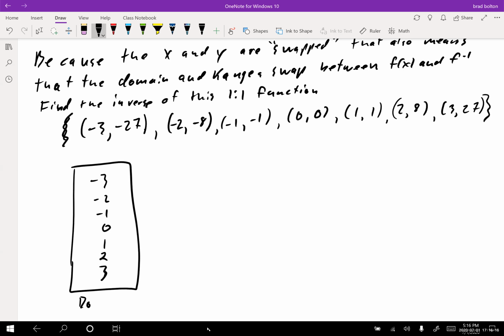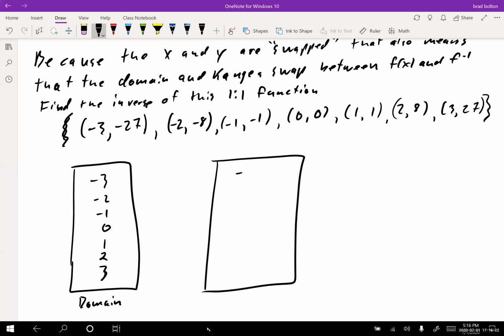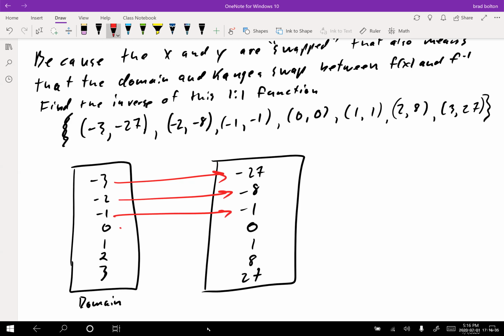So let's say this is our domain, right? That's our x's. And then let's say we have our ranges over here. So we have -27, -8, -1, 0, 1, 8, 27. And then we map. This maps to this, this maps to this, this maps to this, and so on, okay? So again, it's obvious it's a one-to-one function, all right?